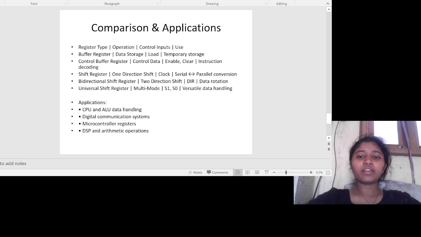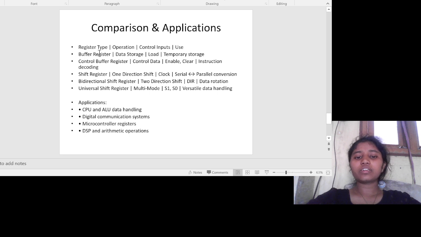Now let us compare and know about the applications. In this table, the rows are taken as register types. I have considered the operation, control input, and use. By this we can compare everything. If the register type is a buffer register, then its operation is data storage. The control input is load, and it is used for temporary storage.